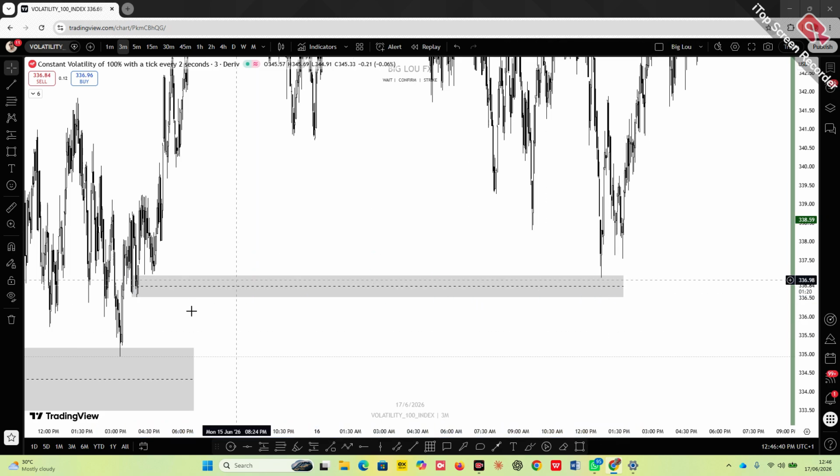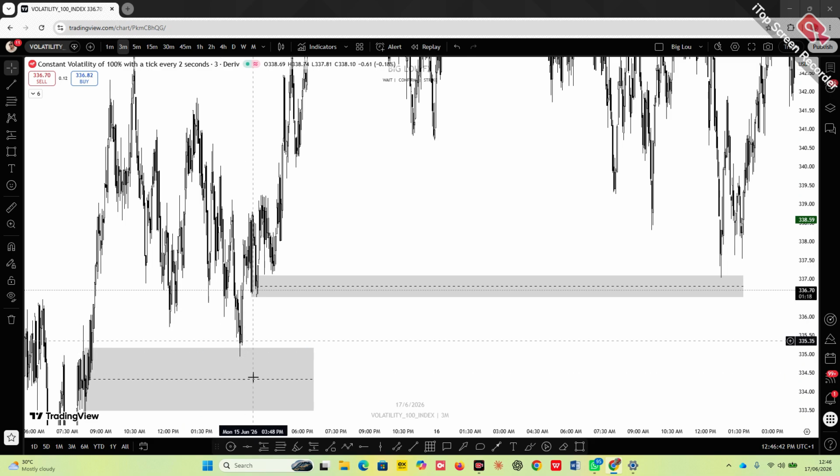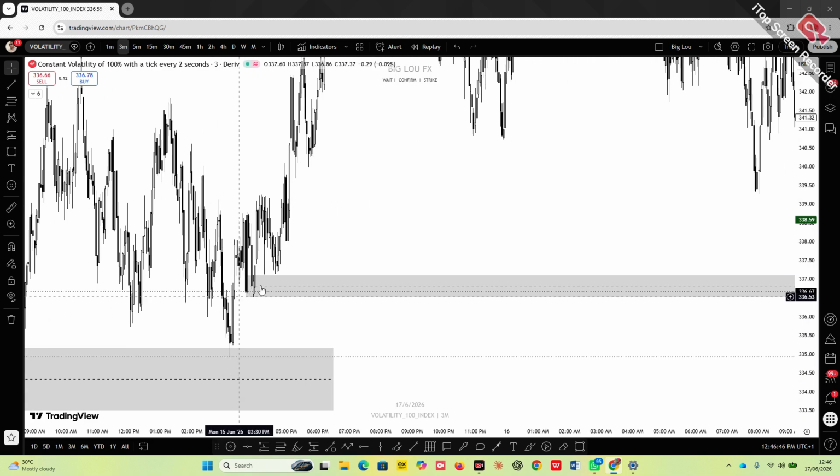The closest demand level after price tapped into our zone. That was the first sign it gave. Okay. It did not touch it here. It came back almost there. So you might think you've missed your entry. You've actually not missed your entry.